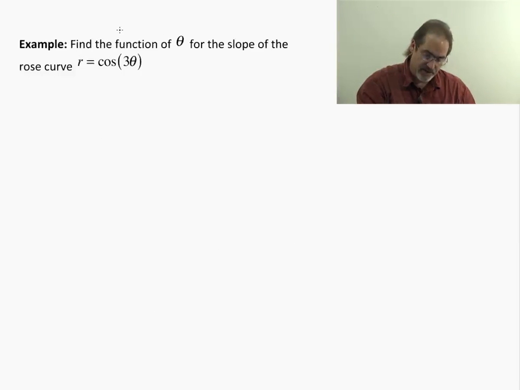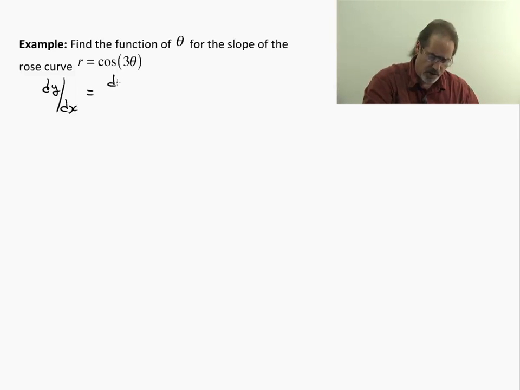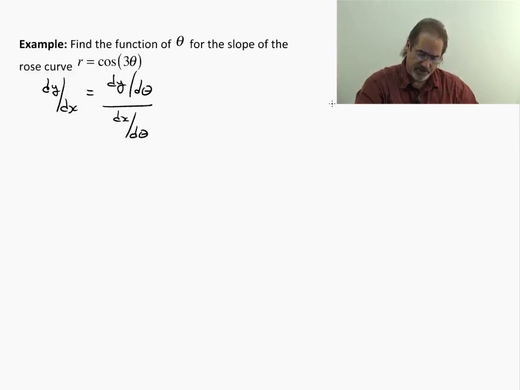Okay, let's take a look at another example. I want to find the function of theta for the slope of the rose curve, r equals cosine 3 theta. Again, what I'm asking for is dy dx, which is dy d theta over dx d theta. So again, I'm going to do a little work off here to the side. y equals r sine theta, which is cosine 3 theta times sine theta.